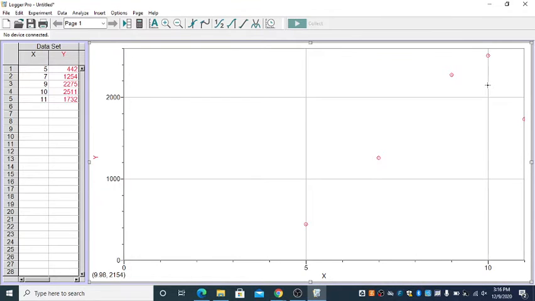And then the other point, I'll go back here. I think this is a good middle point through my line right there. That one's 7, 1254.